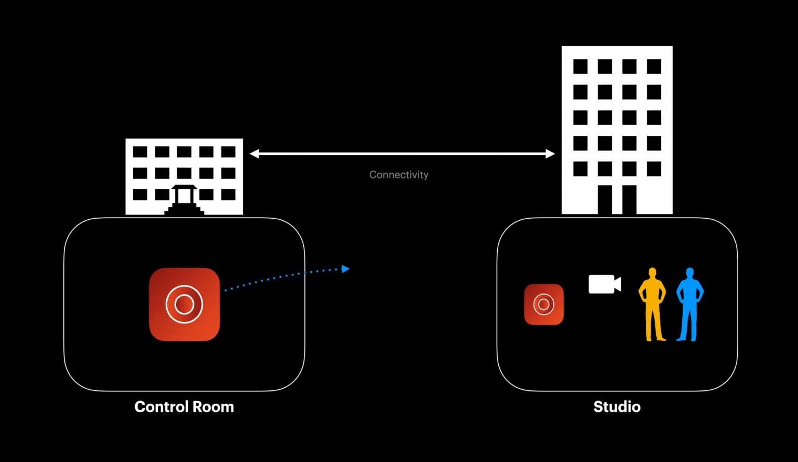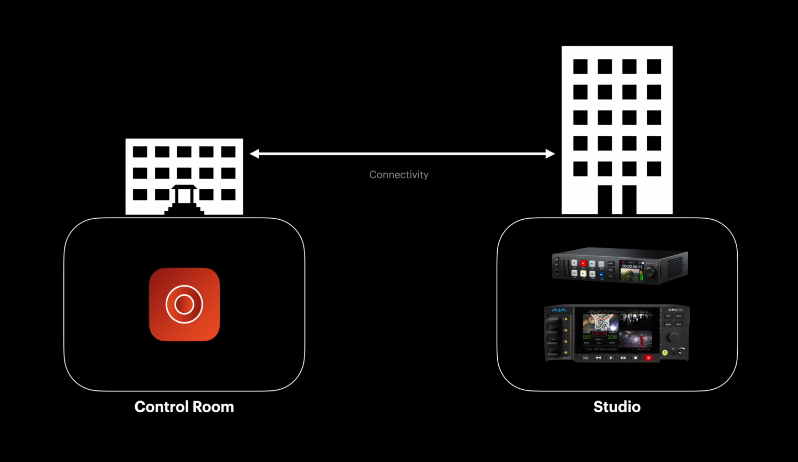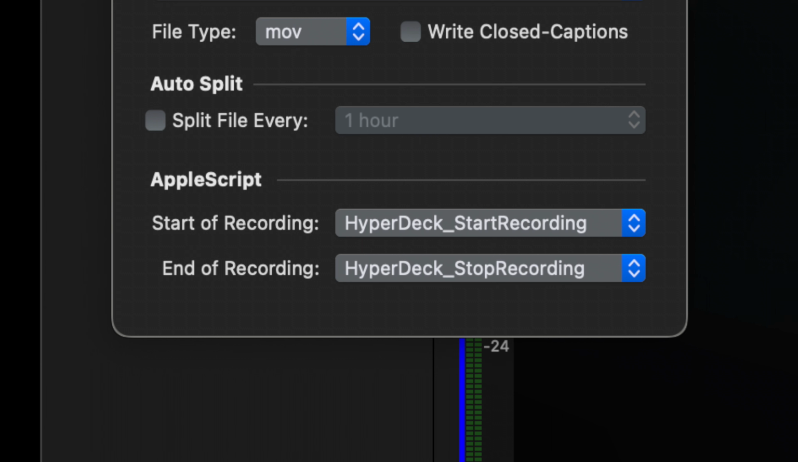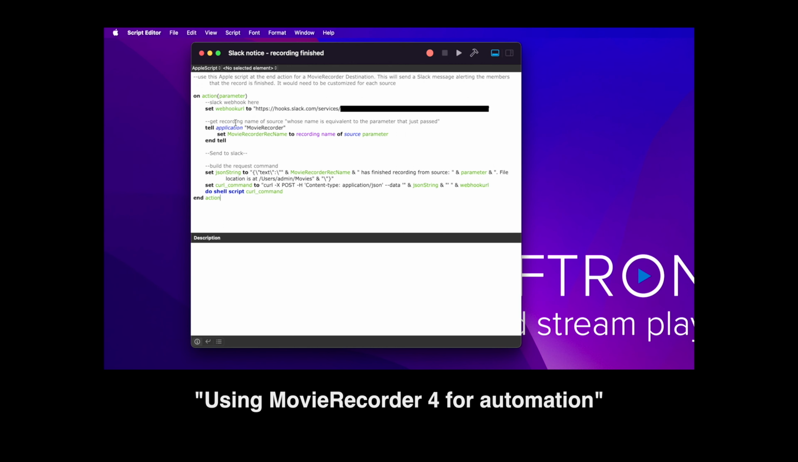Now you can always have another MovieRecorder and we can control another MovieRecorder. That's not a problem. But sometimes you just want something simple just as a backup. And so you might have the Blackmagic HyperDeck or the AJA Ki Pro inside your studio. And with this AppleScript, we can tell that device to start recording. And of course we can use at end to stop it. So another at end action you can set up is sending a message to a channel like Slack or Teams. Now I have another video that details how to use this, but it's really nice to have every recording's name and file path automatically sent to the editors.